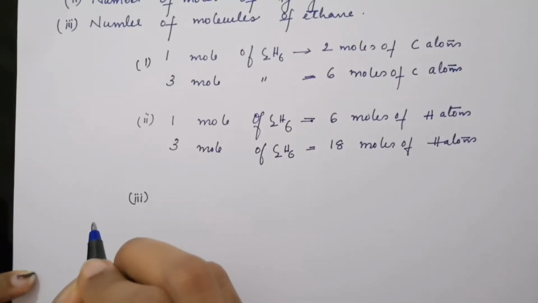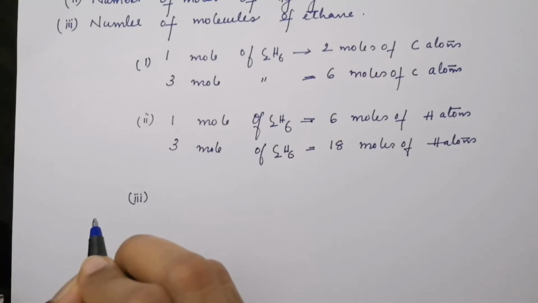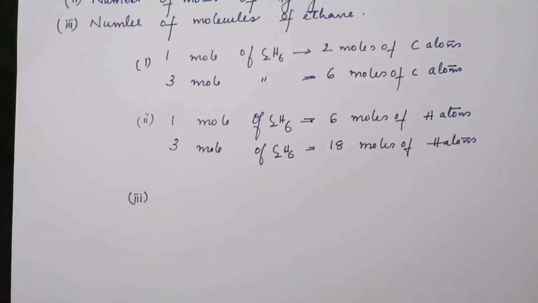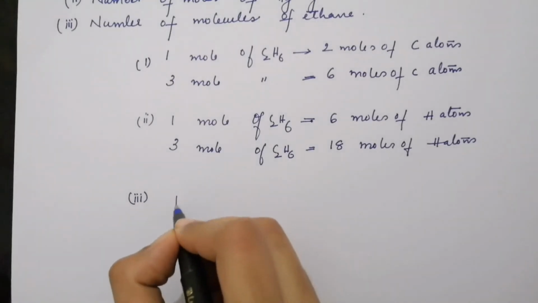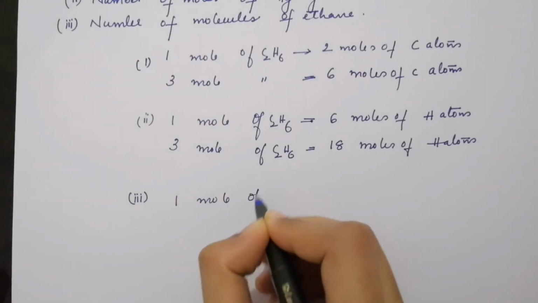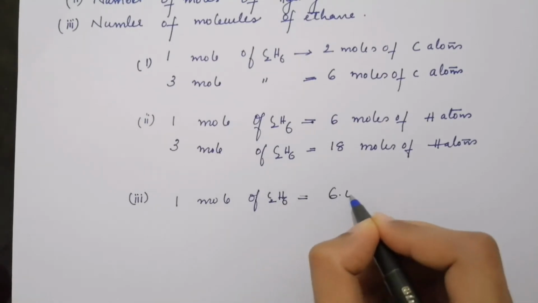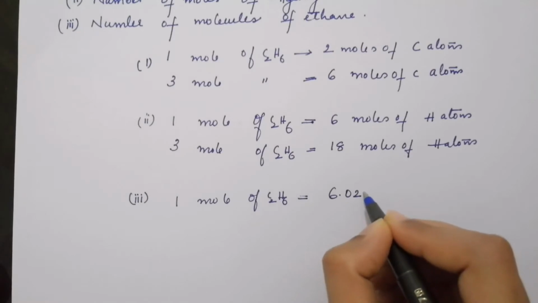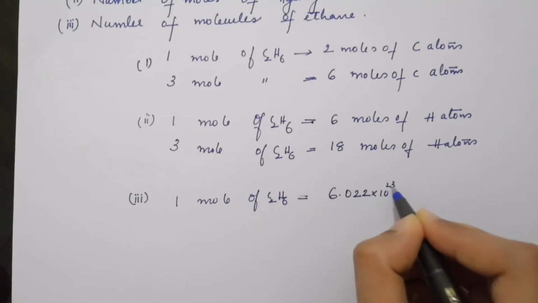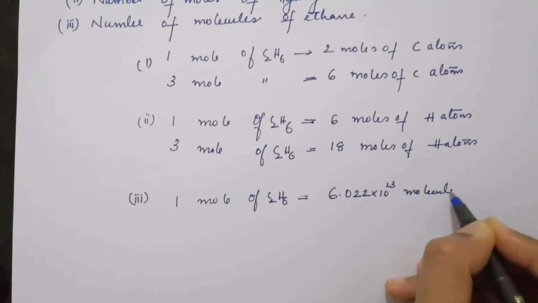For the third question, it is asked to calculate the number of molecules of ethane. We also know that there is a concept of Avogadro number. So this Avogadro number can be defined as the number of particles present in 1 mole of substance. So here, in this case, if we have 1 mole of ethane, this 1 mole of ethane is exactly equal to Avogadro number of molecules. So that is 6.022 into 10 power 23 molecules.